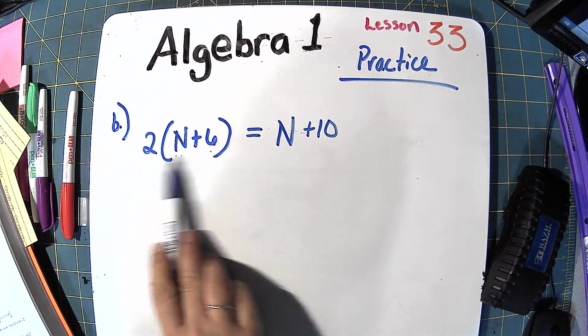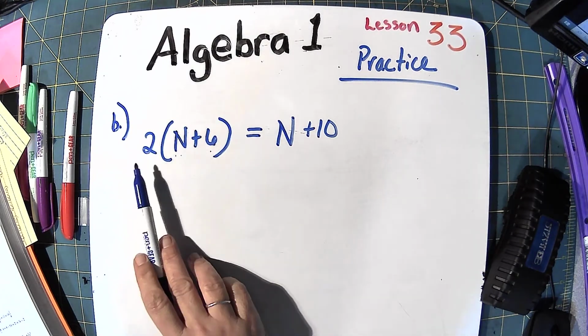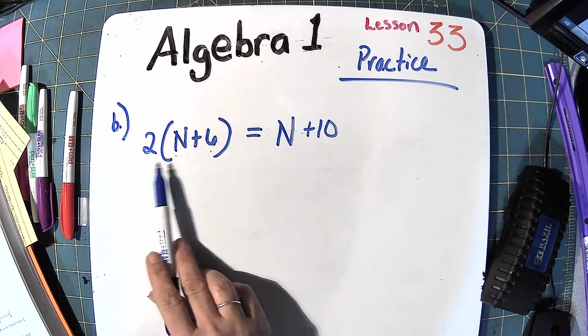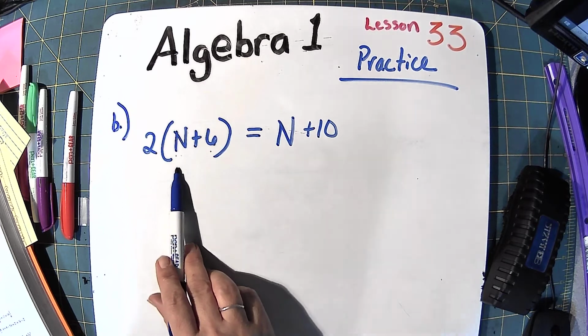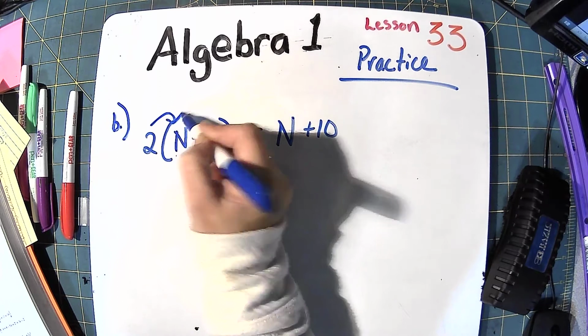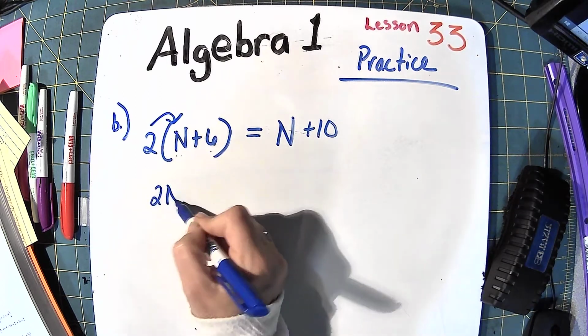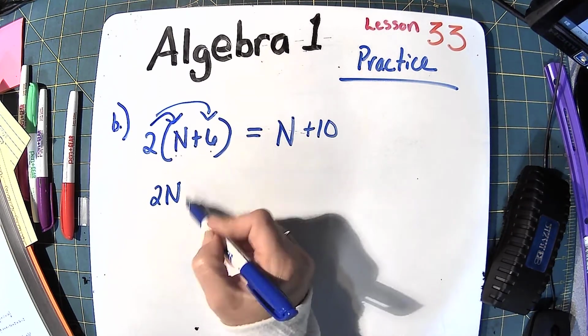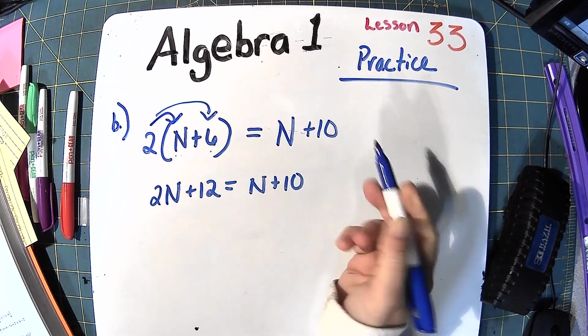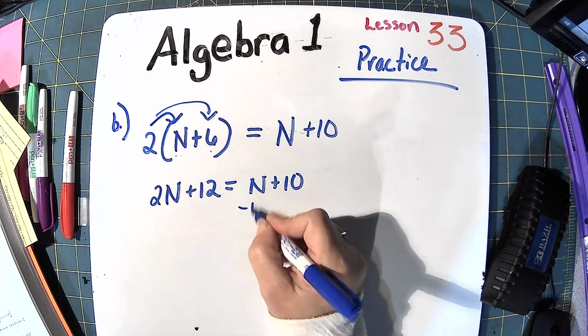So it says the sum of a number and 6 is multiplied by 2. Its result is 10 greater than the number. So I added 10 over here to make them even. All right, now I'm going to distribute, so I'm going to get 2n, and then 2 times 6 is 12, equals n plus 10.